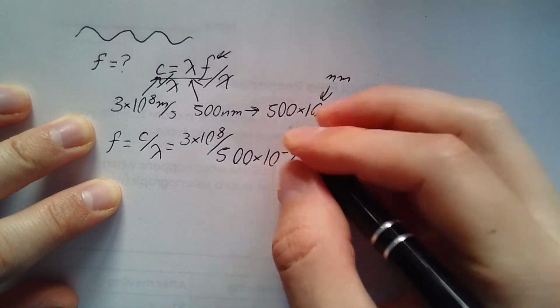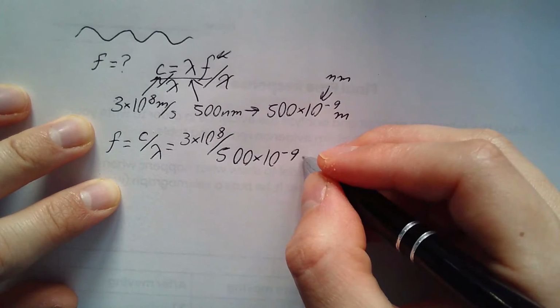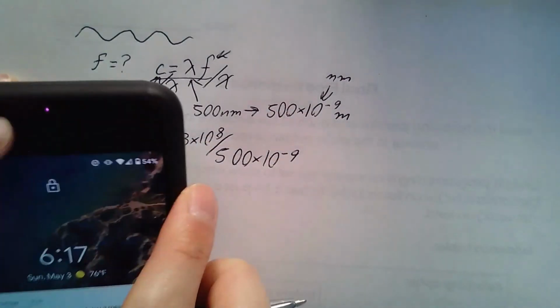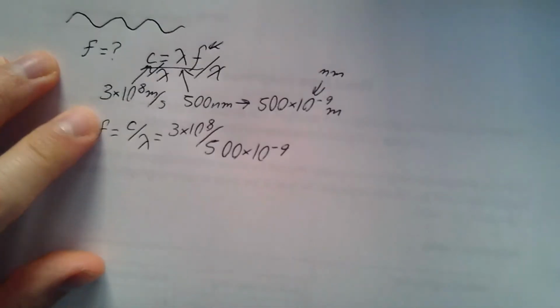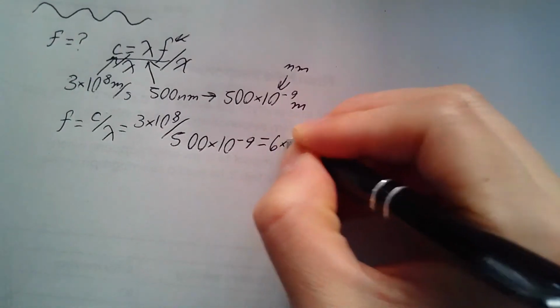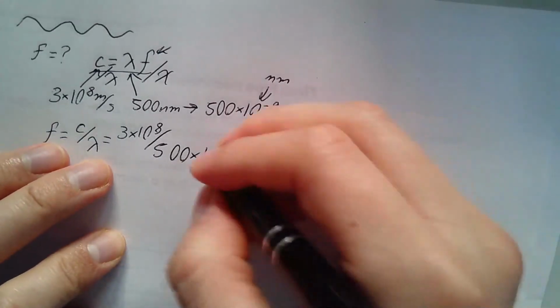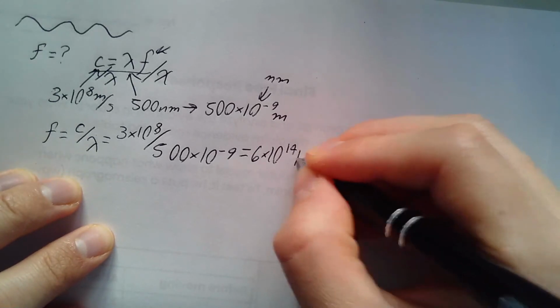Okay, and once I have that, I can use these two values and just plug them into a calculator. I've already done that, so I put them into parentheses. Once I divided them into each other, I got a value of 6 times 10 to the 14th. Okay, and this is a frequency, right? So our unit here is going to be hertz.